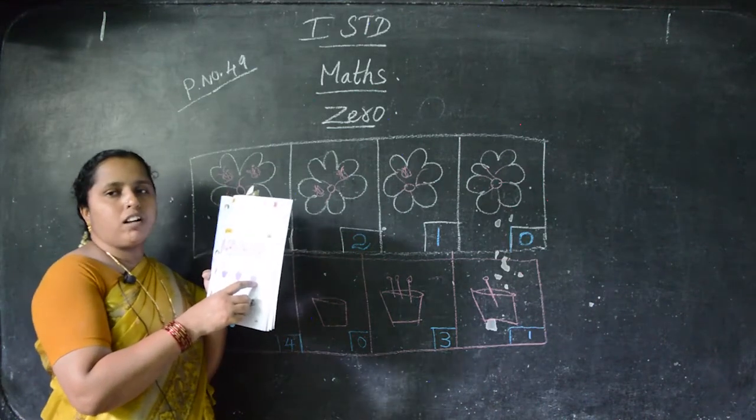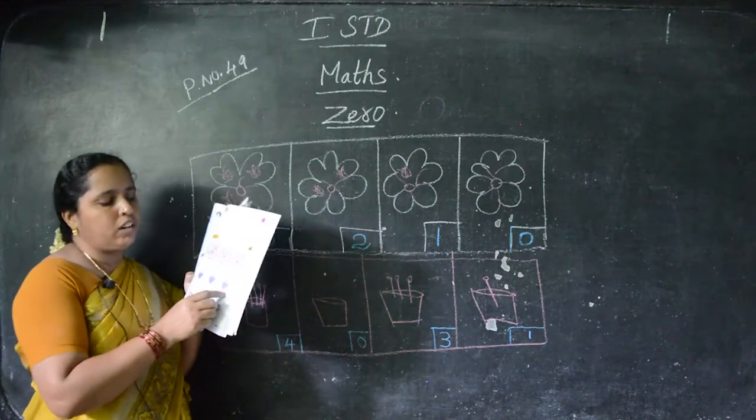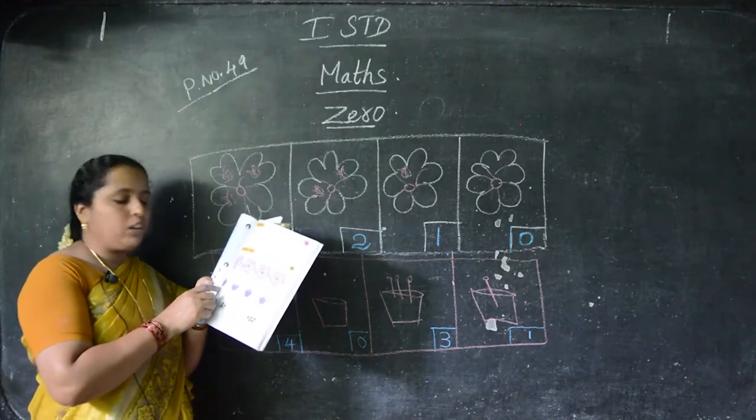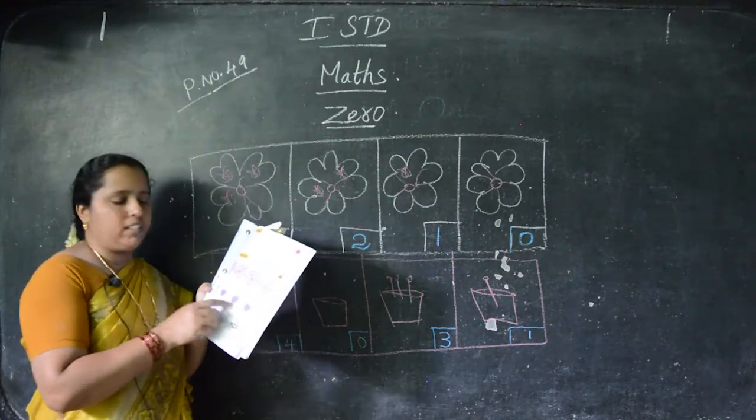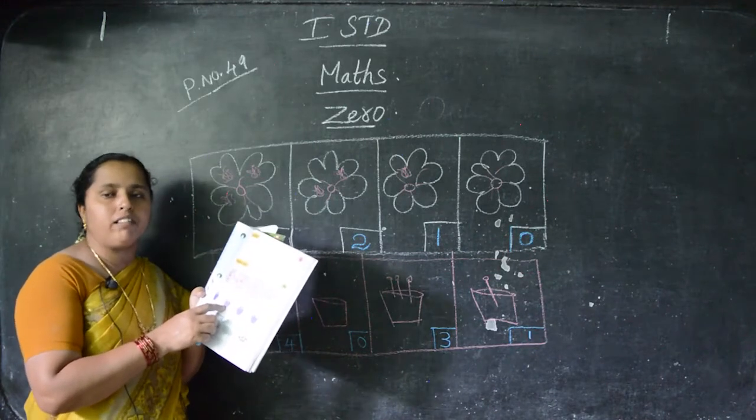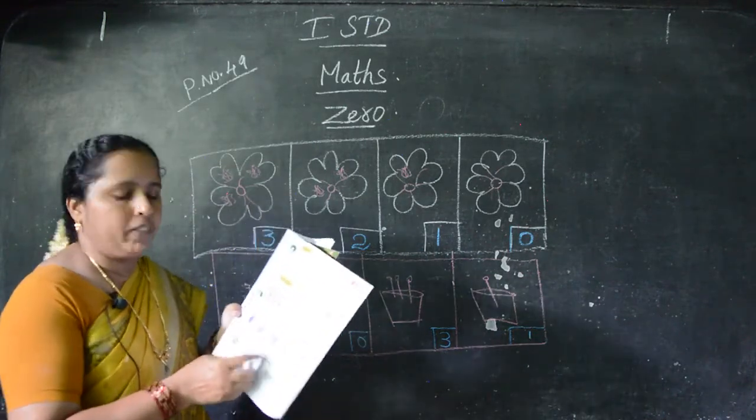In the fourth glass, only 1. So you have to write here 1. You have to count the pencils and write in the box. In the second glass, there is no pencil, so that is 0. Understand, children?